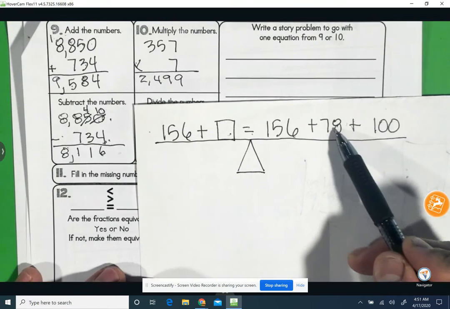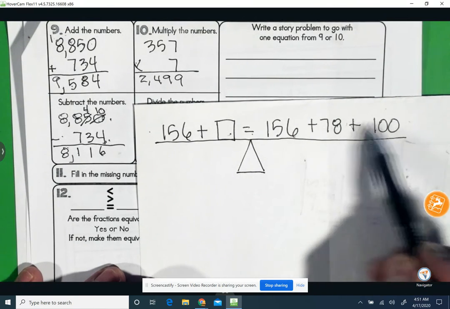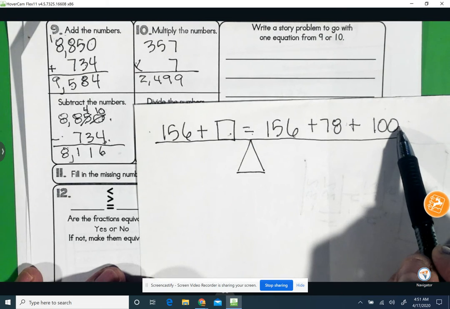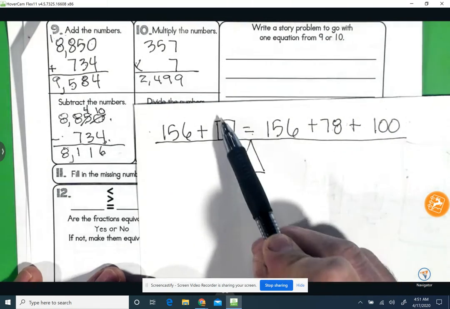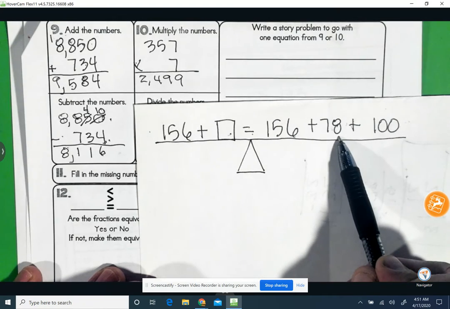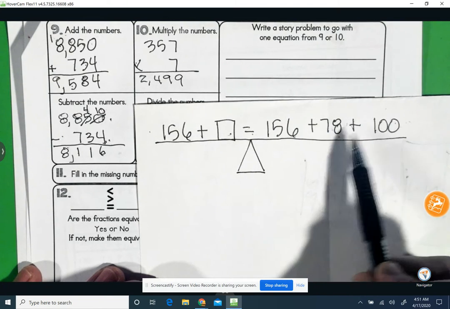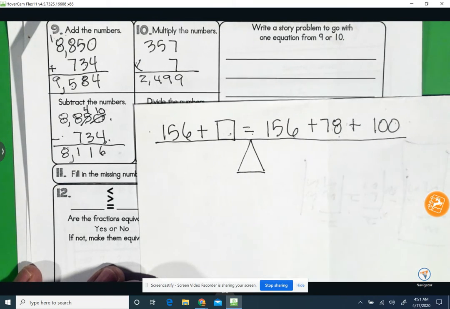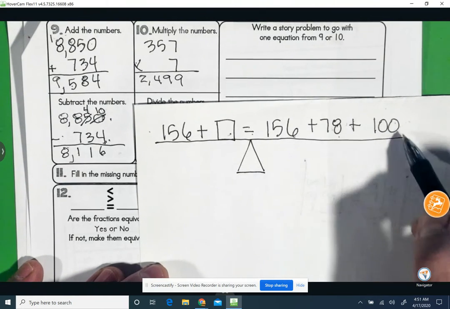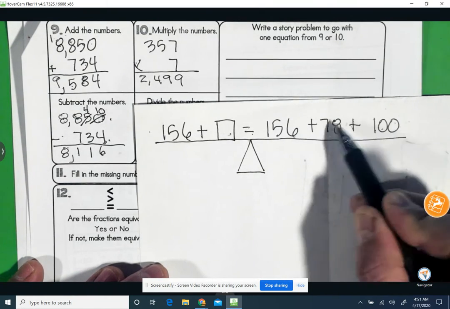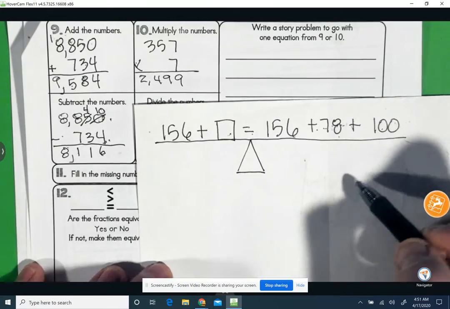So we only have one box. Over here, we have two numbers that are making the right-hand side heavier. What can we do to take these two numbers and turn them into one? We can add them together, just as it says, 78 plus 100. Well, anything plus 100, in this case, you're just going to be filling in the ones place and the tens place with the 8 and the 7 respectively.